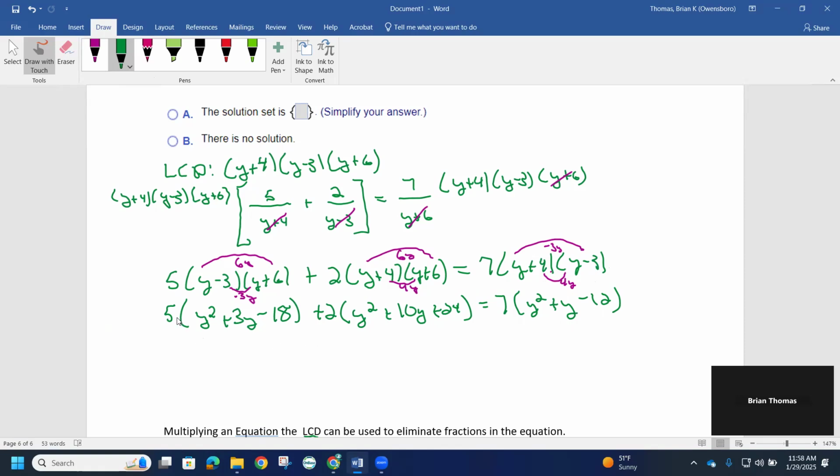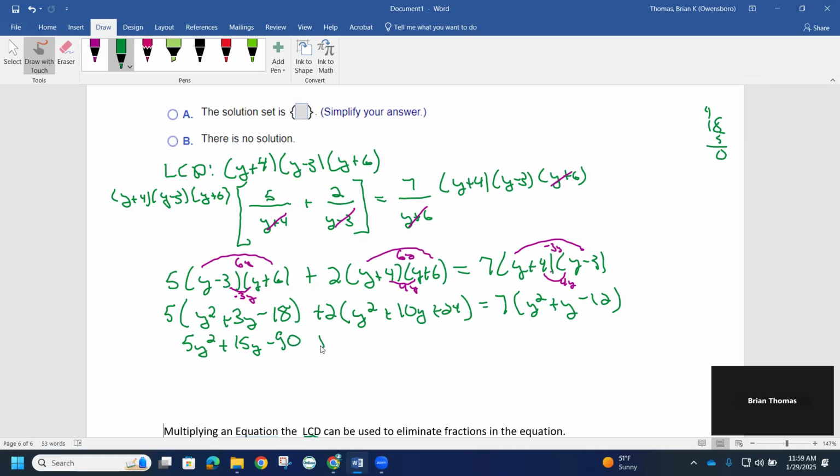So then we have to multiply the 5 through. So 5y squared plus 15y, 18 times 5. I didn't bring my calculator with me. 18 times 5, 40, looks like 90. So that's going to be a -90.